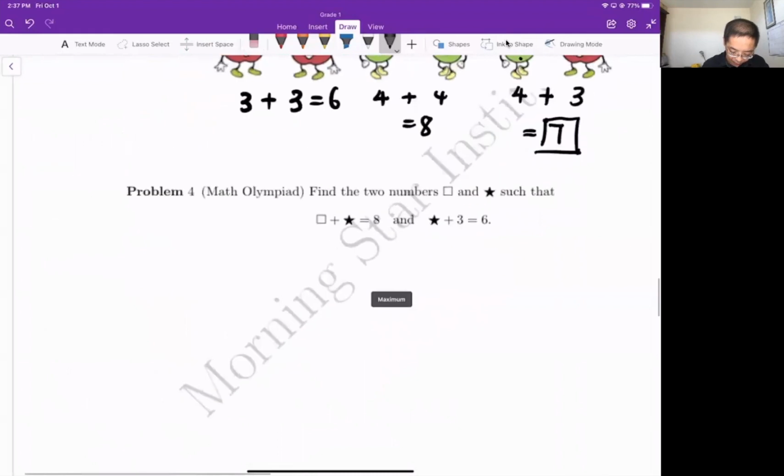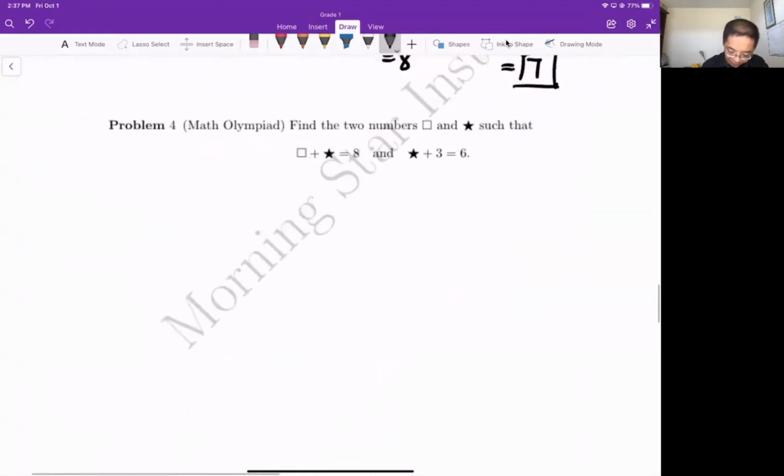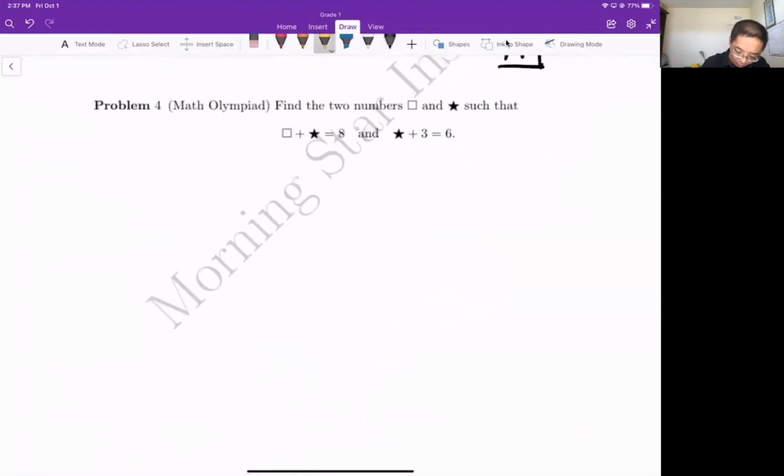Question number 4. Here we have 2 numbers, and they are represented by one square and the other one a star. Now, what we know is the square plus star equals 8, and the star plus 3 equals 6. And we need to figure out what they are. From the second one, if star plus 3 equals 6, we get star equals 6 minus 3, which is 3. All right, so we figure out the star is 3.